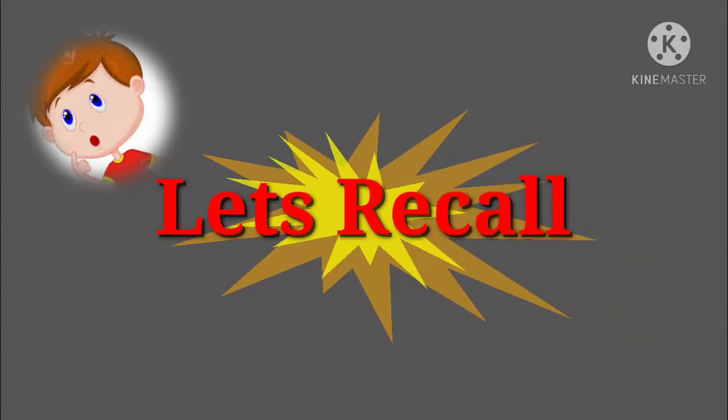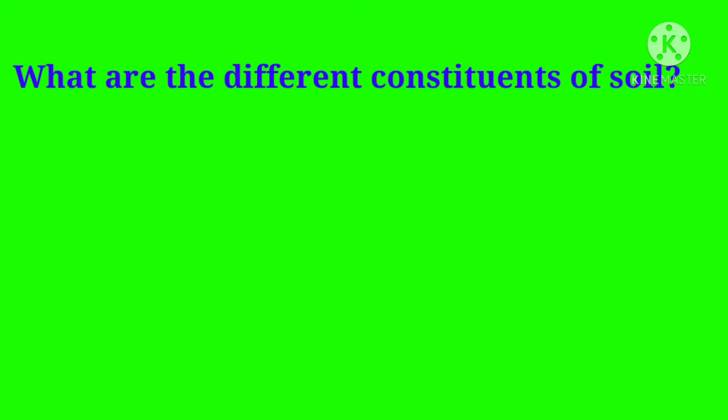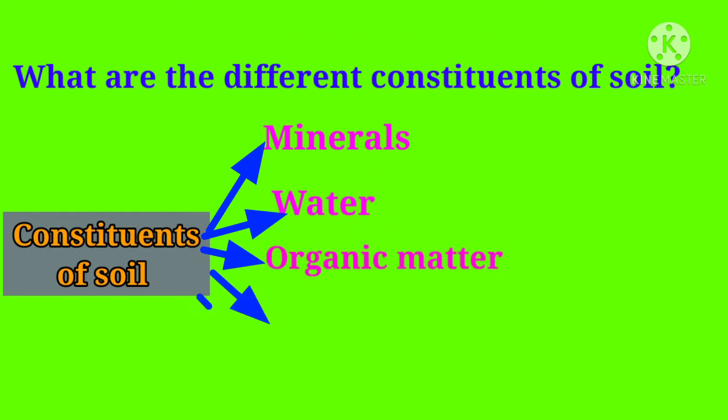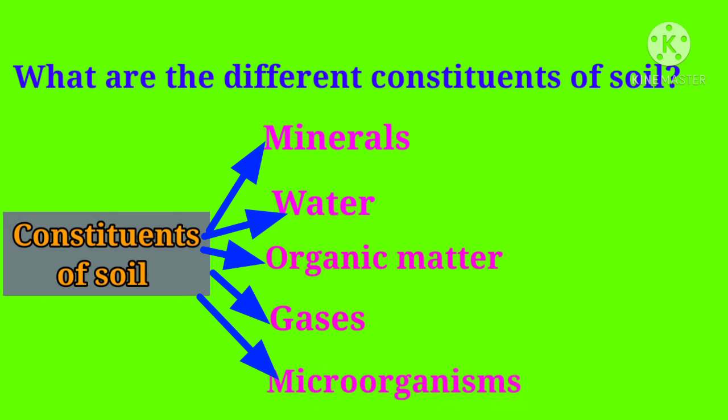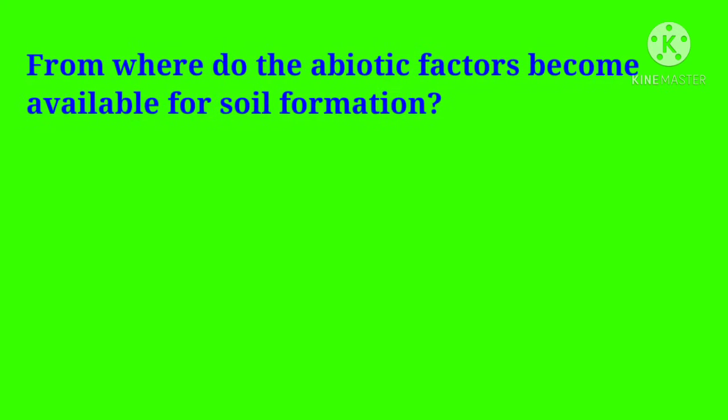Let's recall. Here is the first question, students. What are the different constituents of soil? The different constituents of soil are minerals, water, organic matter, that is dead remains of plants and animals, gases, and microorganisms.